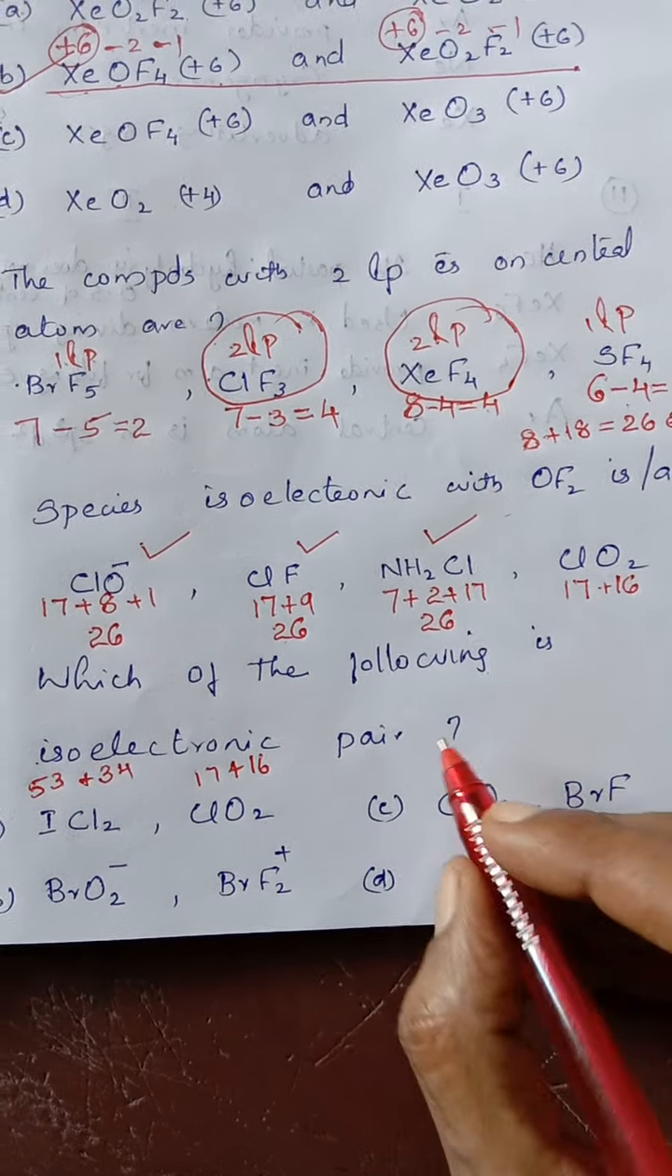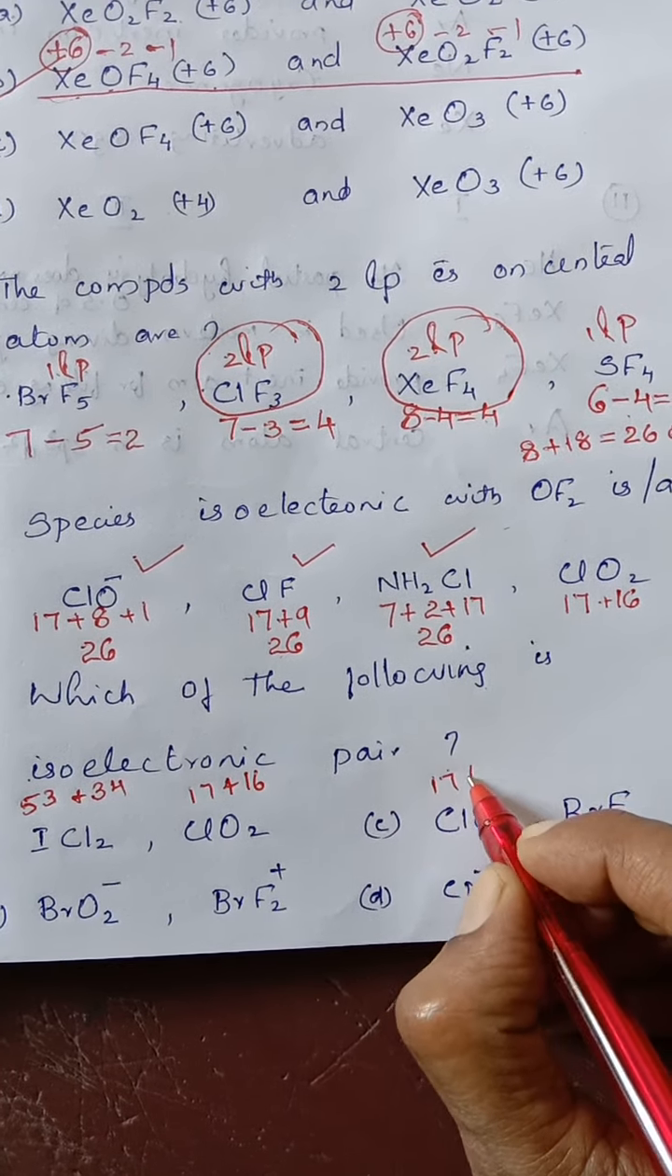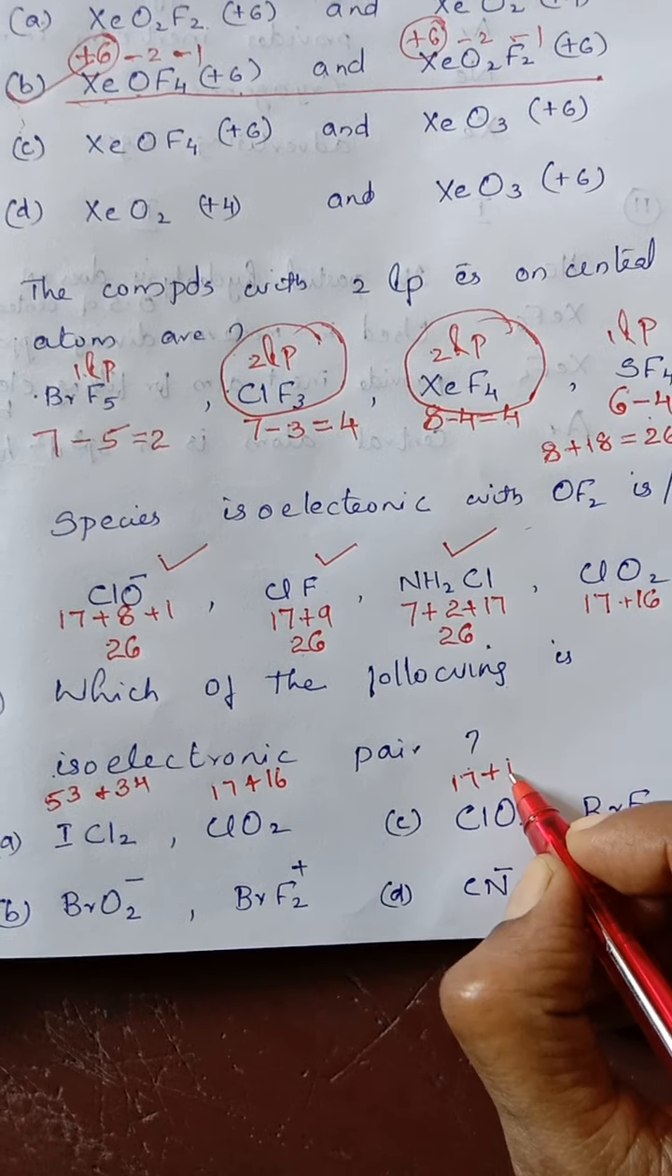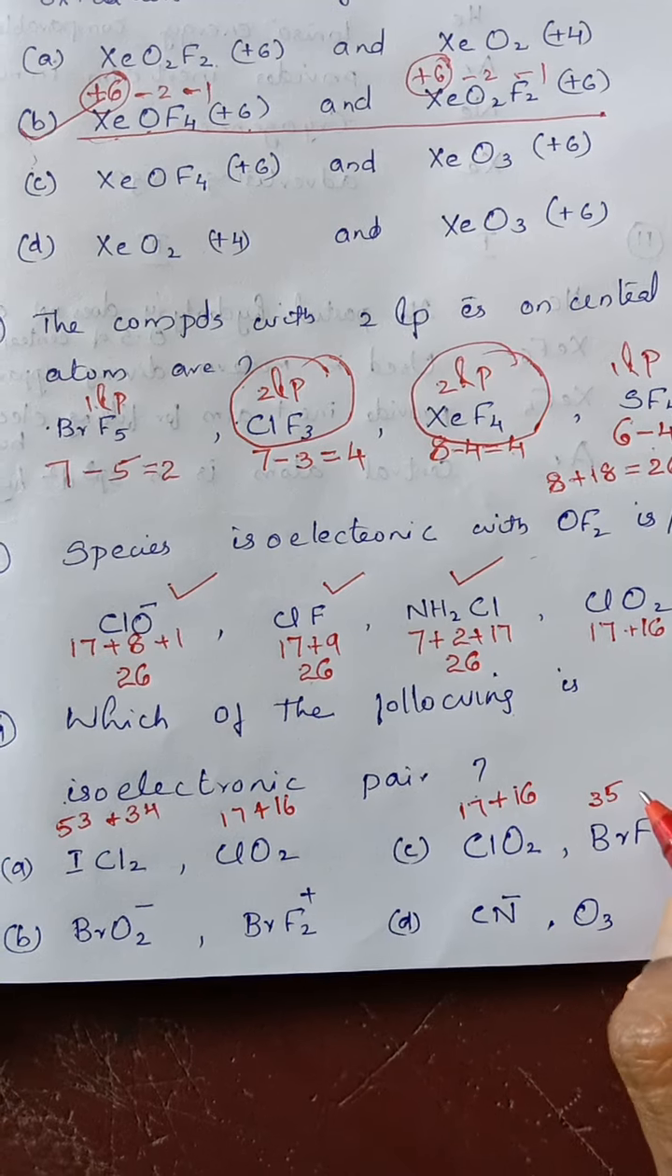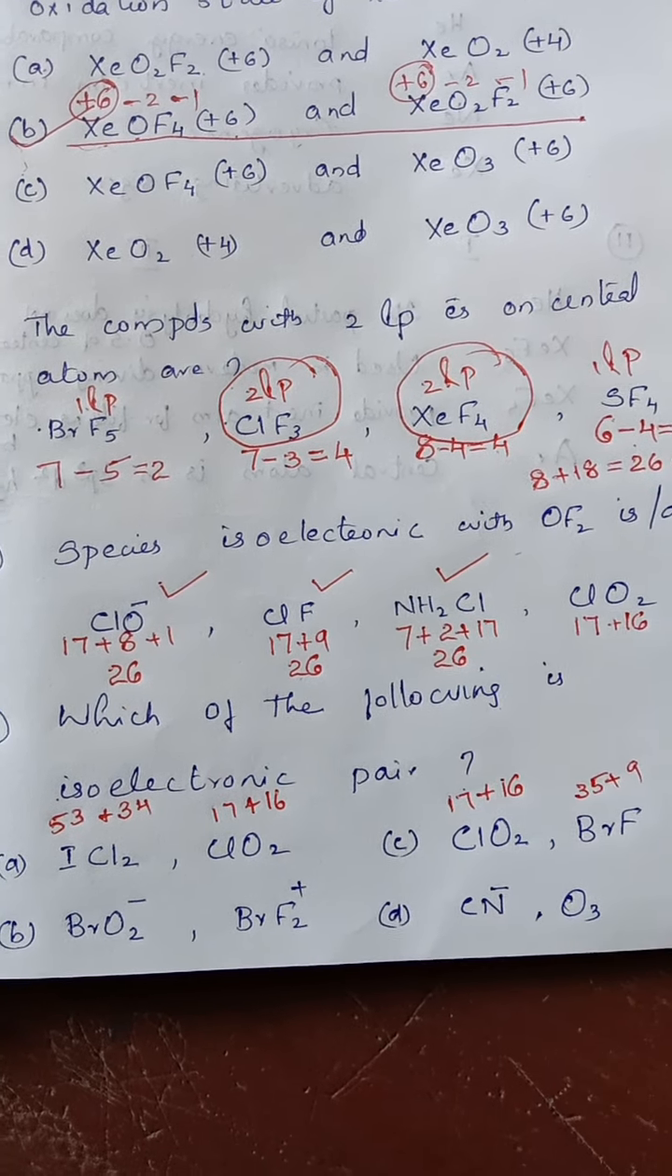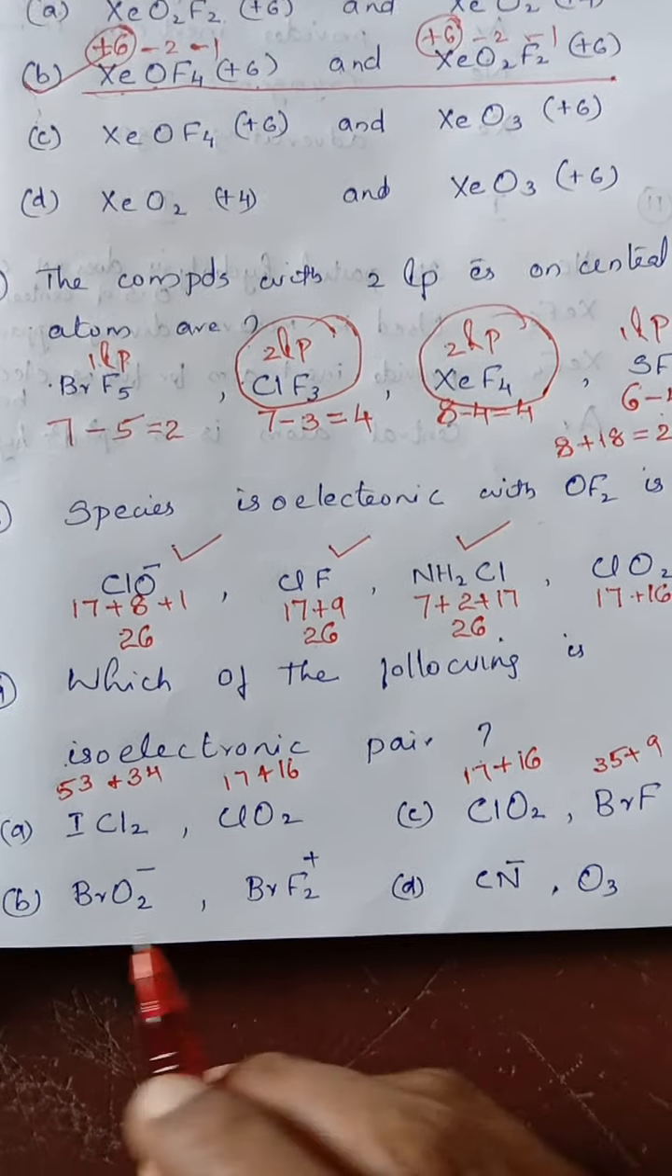ClO2 and BrF: chlorine 17 electrons, oxygen 8 plus 8, 16 electrons. Here bromine, we know, has atomic number 35, that means 35 electrons, plus 9. These two are again not isoelectronic, not possible.